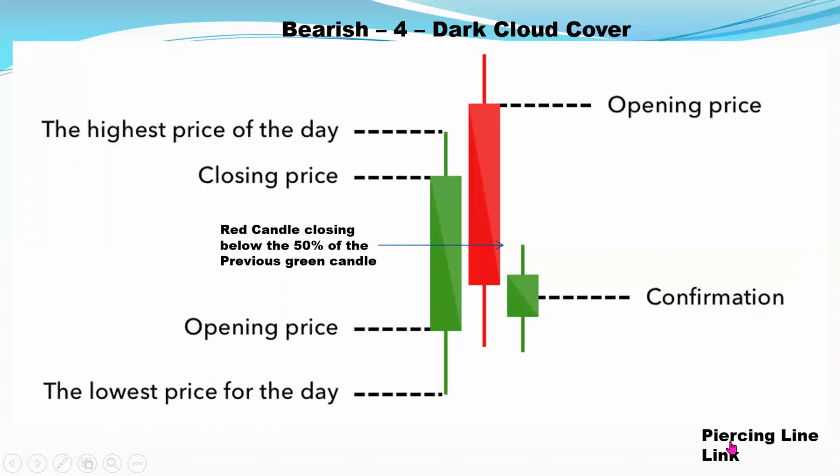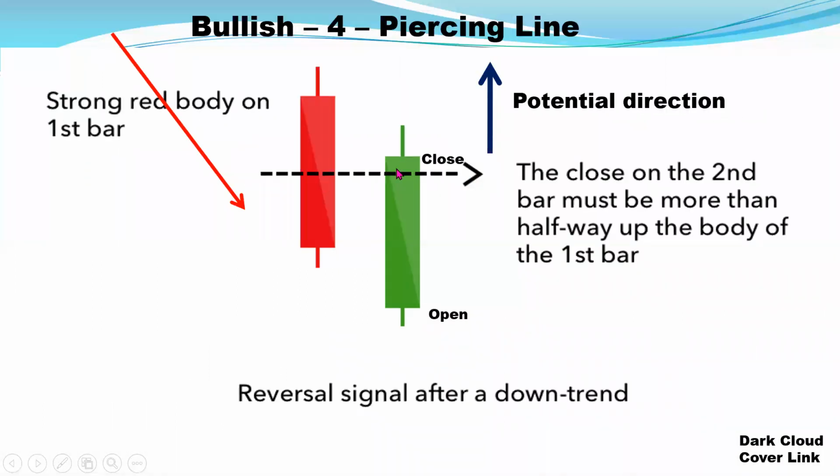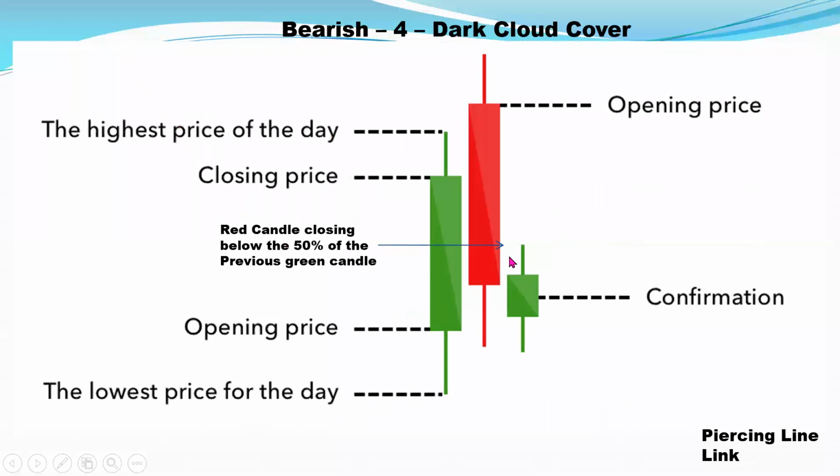Now we saw the piercing line last time. The second candle should close at 50% or more. The green one should close at 50% or more. The same logic is here. The red one is opening above the green candle and closing about 50% into it. That means it is like a piercing candle, but the name given in the books is dark cloud cover.